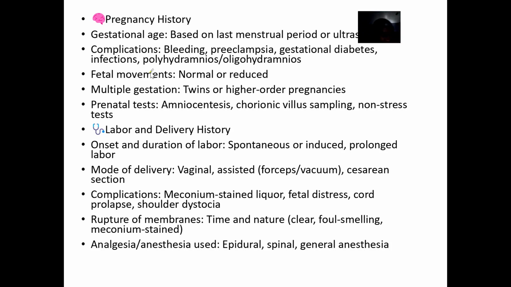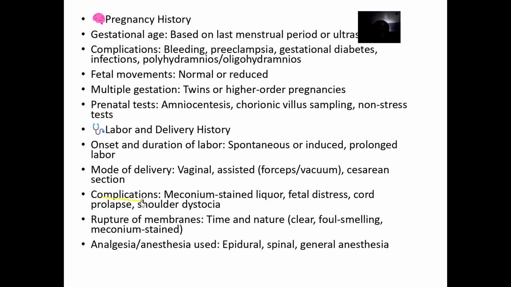So moving to the next, labor and delivery. You look at when she started labor. Was it spontaneous, or did they have to help her with some drugs and all of that? Then did she deliver through the vagina? Was she assisted or not assisted? You look at all the complications that came up when she was delivering: shoulder dystocia, fetal distress, umbilical cord prolapse, and the rest of them. Then you look at ruptured membranes.